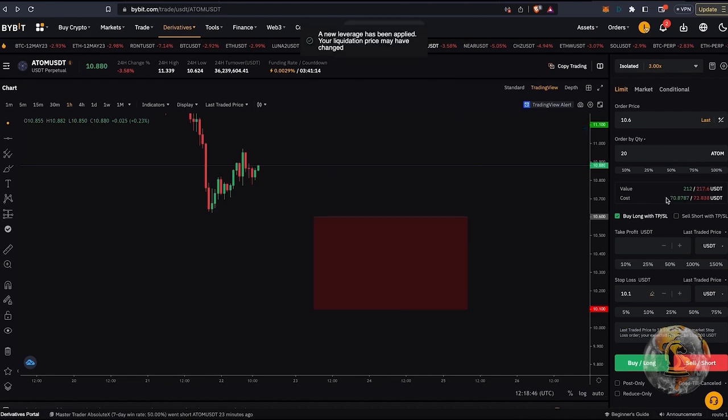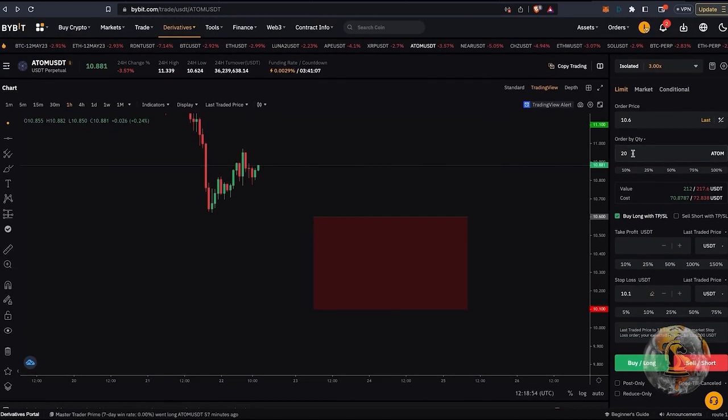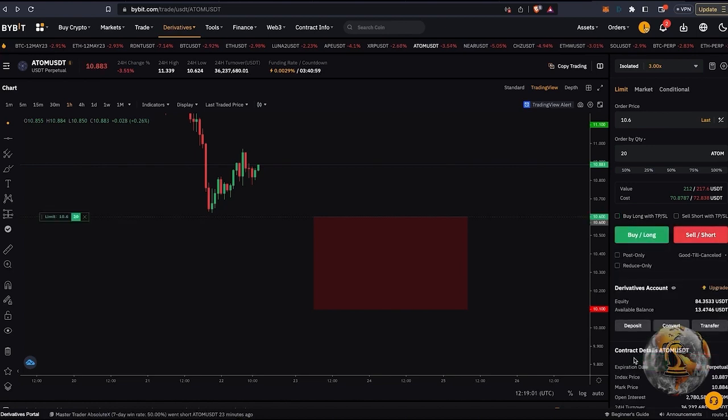So I move it again. Let's say we go to 3. Now, look, the cost is 70, roughly, and I have 84. My risk is still 10. I'm still getting 20 Atom, and my order price is correct. My stop loss is correct. Now I can buy long, and it will execute. It won't fail. It now goes on the exchange.